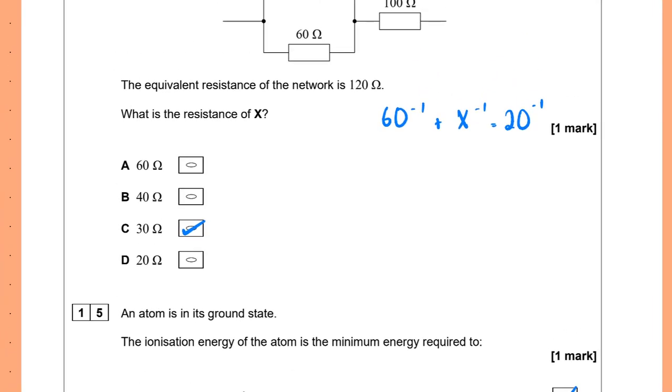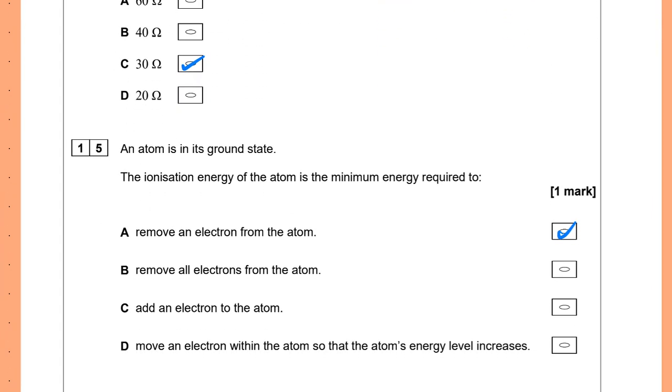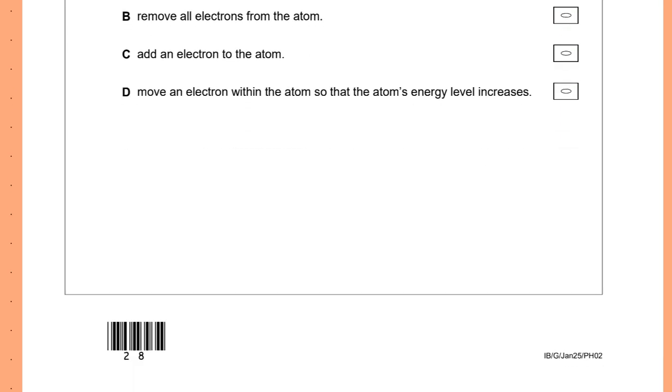15. An atom is in its ground state. The ionization energy is obviously the energy required to totally remove the electron from the atom. So that's A.